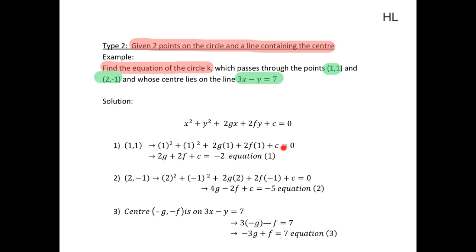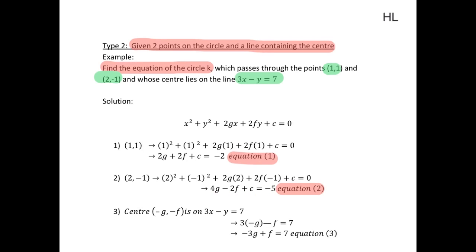And doing that for the point (1, 1) gives us an equation 2g + 2f + c = -2. So we'll label that equation 1. Fitting in our second point, we get equation 2: 4g - 2f + c = -5.